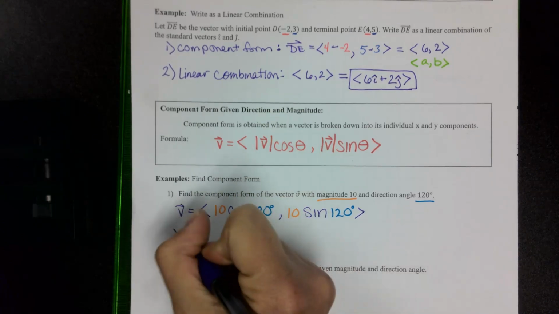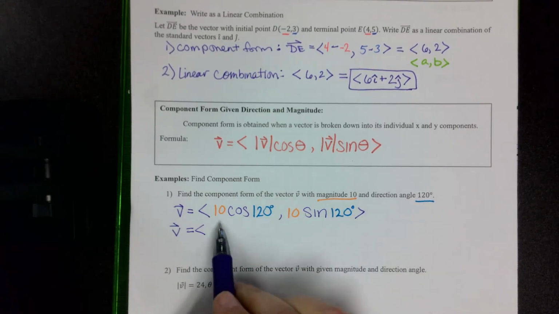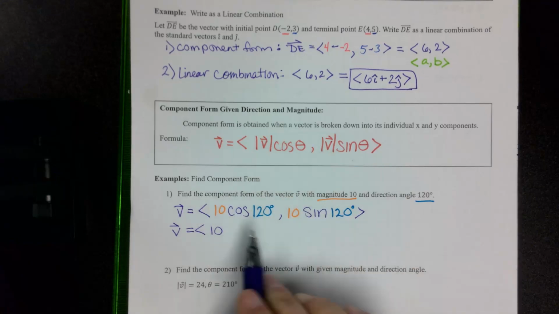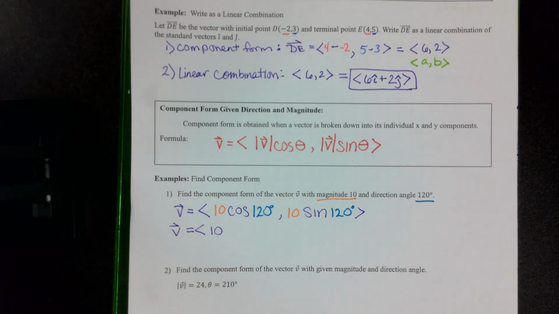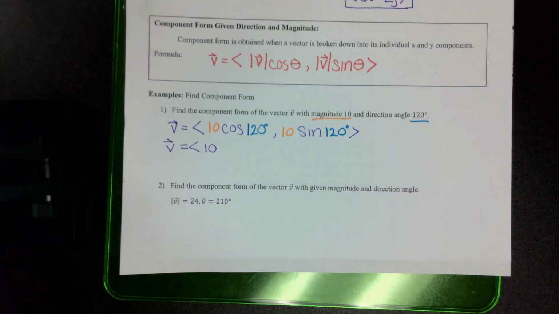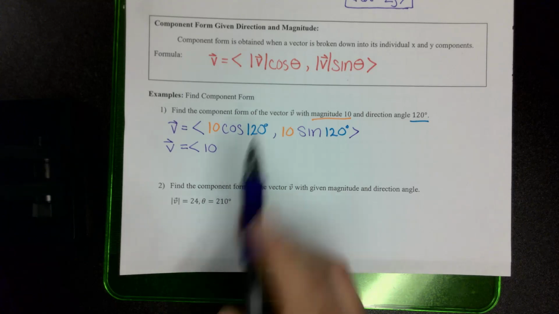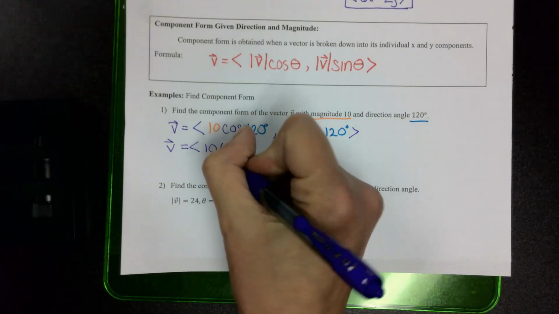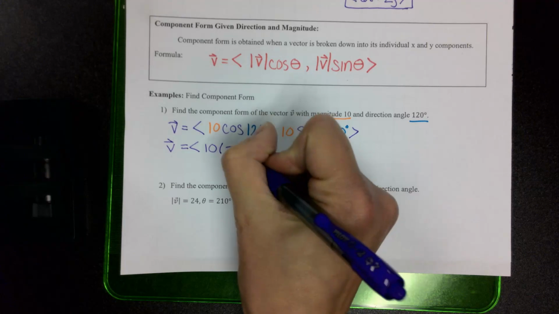Okay, so vector v equals 10 times cosine of 120 degrees. So you need to know what the cosine of 120 degrees is. I just had a unit circle, but I don't know where I put it. You can reference a unit circle, or if you still have the values memorized from when I was having you memorize your trig values, that works too. The cosine of 120 degrees from the unit circle is negative 1/2.